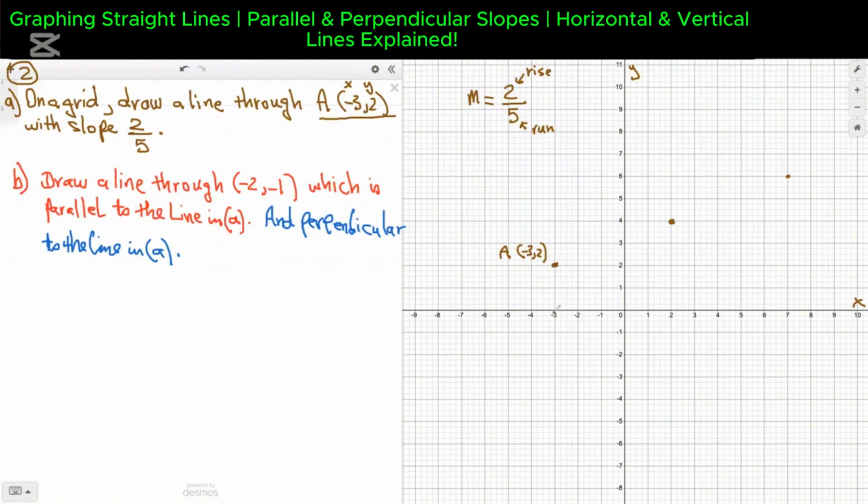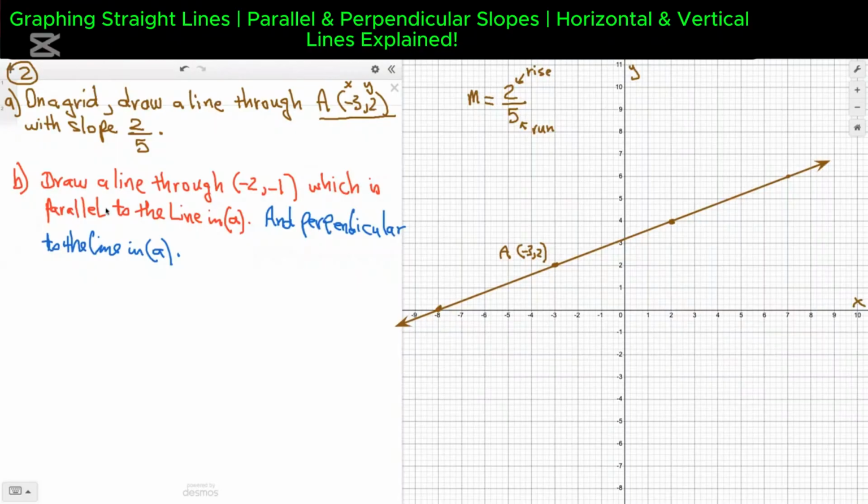Or I could go down 2 and then go left 5, and that's fine. You could do that. Sorry, I just got that point in the wrong place. So go down 2, left 5, and that's fine. You could go left because you went down, and that will still keep that line rising, which indicates the slope is positive. Okay, so now I'm just going to draw this line. So basically, this is my line that's given in A.